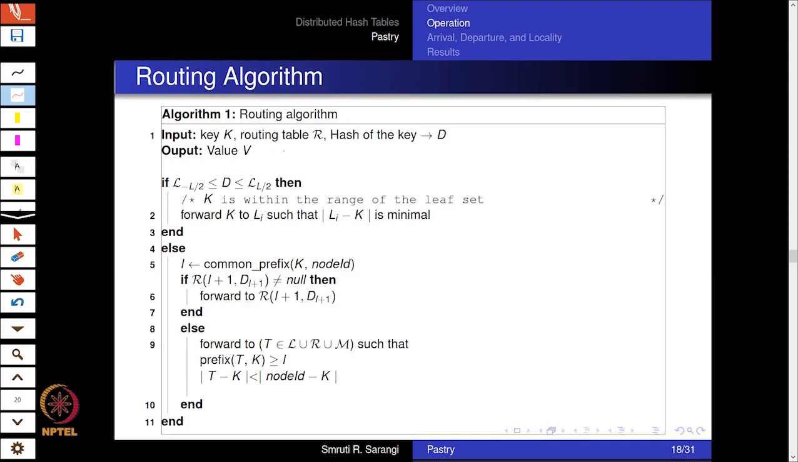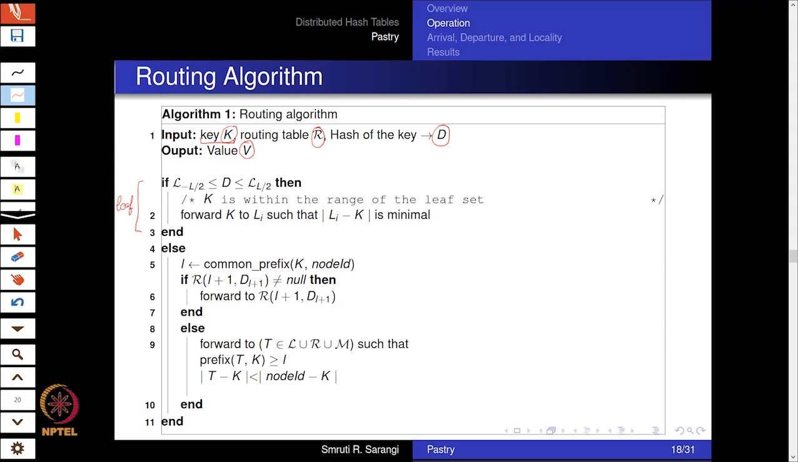So this is the routing algorithm. So assume that we have a key K, a routing table R. Let the hash of the key be equal to D. Right, so the key important variables I'm just encircling, and let the value that I'm after be V. So what I do is that first I check my leaf set. Right, so this is the routing algorithm that every node will follow. So the first thing that you do is you check your leaf set.